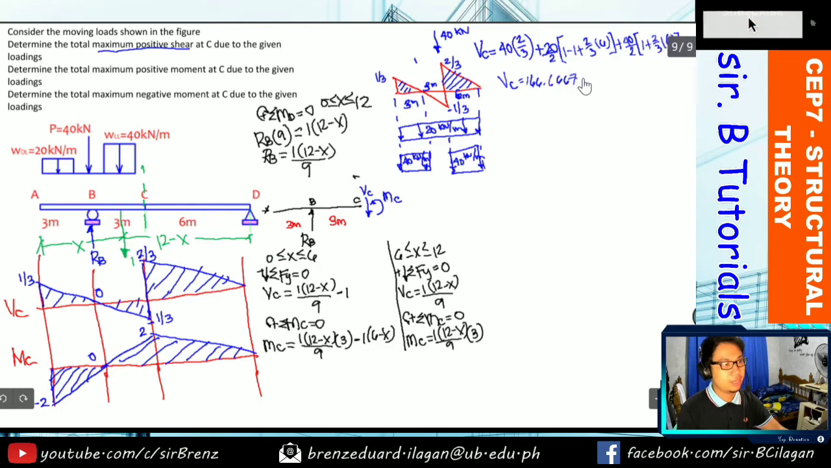So that is in kilonewton. So, ganun lang din guys yung gagawin nyo for the moment diagram. So, for the moment, same principle. Kung positive yan, positive. Kung negative lang ang kailangan, negative. So, dito sa negative moment, yung live load mo, dito mo lang i-apply sa mayroong negative portion. Dito. Okay?